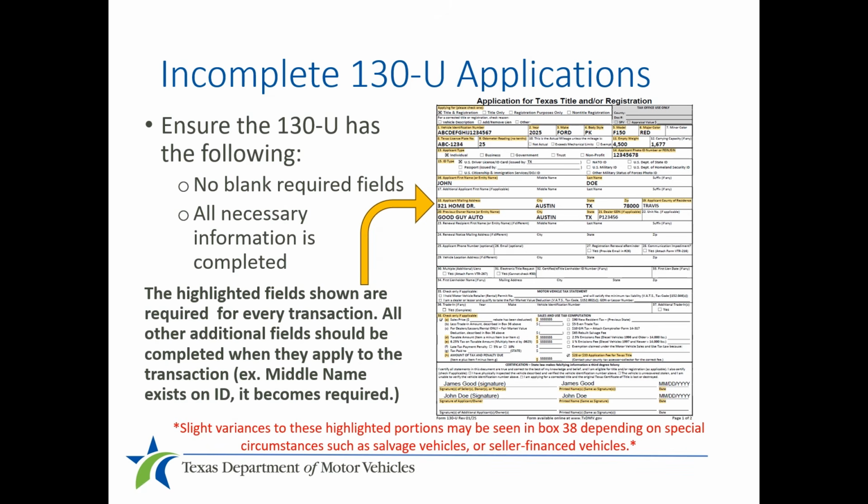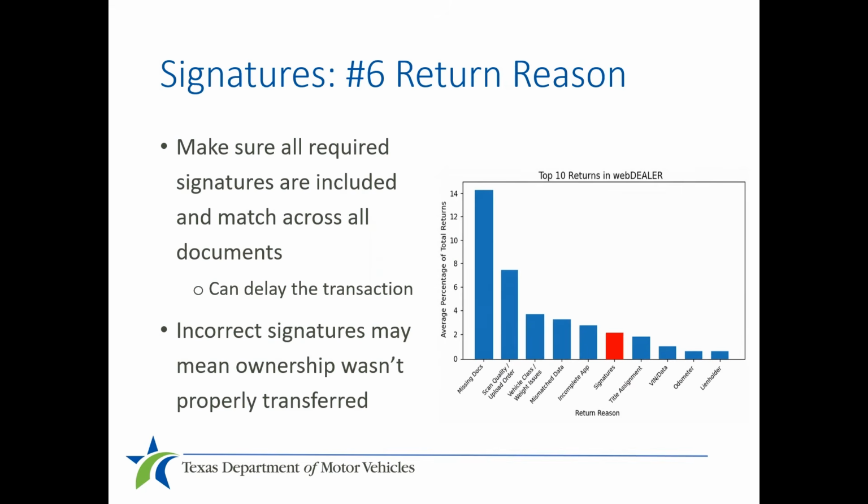Now let's move on to our sixth return category, signatures. Signatures confirm that all parties agree to the information contained within the documents. They also help establish the legal transfer of ownership. Because of that, signatures must be present, complete, and consistent across all forms. Missing or inconsistent signatures create uncertainty about the transaction and can result in returns. Let's look at some of the most common signature-related issues.